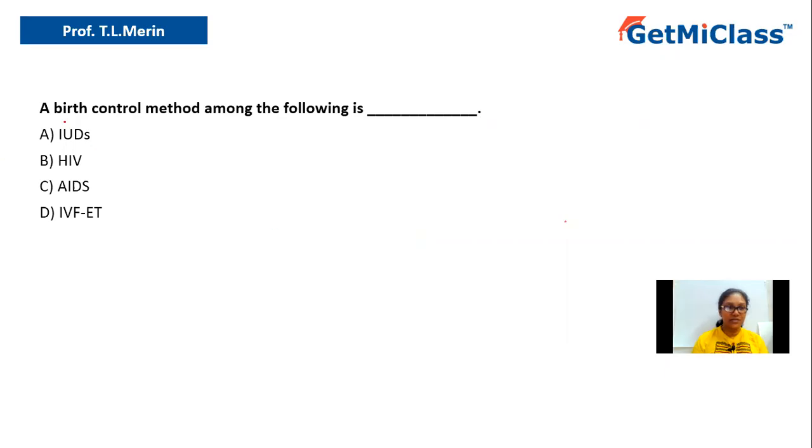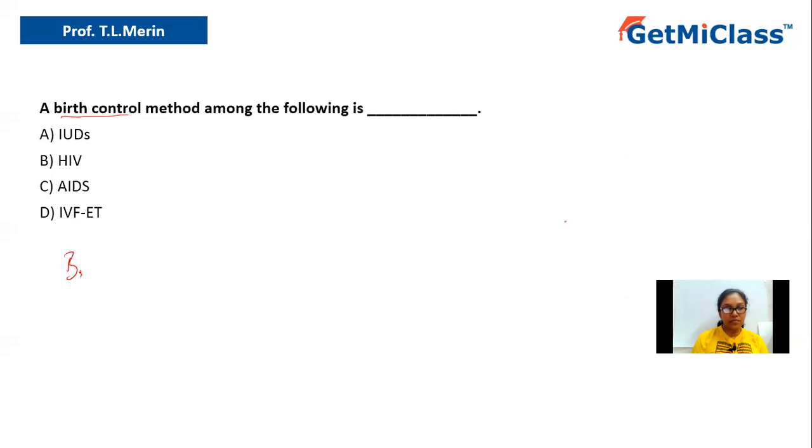Today we are going to solve this question which says: a birth control method among the following is option A, IUDs; option B, HIV; option C, AIDS; option D, IVF ET. So let us understand what is the meaning of this question. So let us understand the key terminologies. So they are talking about birth control methods. We have to choose one among these which is a birth control method.